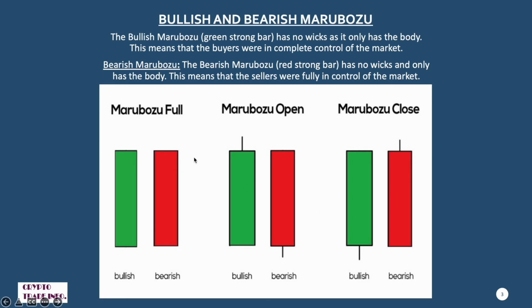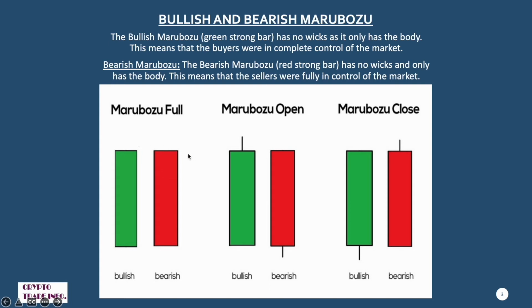We have the bullish and bearish Marubozu candle. The bullish Marubozu, a green strong bar, has no wick, as it only has the body, as you can see in the diagram here. This is the bullish Marubozu, fully just the body, no wick. So this simply implies that the candle opened at a particular price level, went right up, and didn't go any lower than that price level before closing. So that's forming a body without a wick.